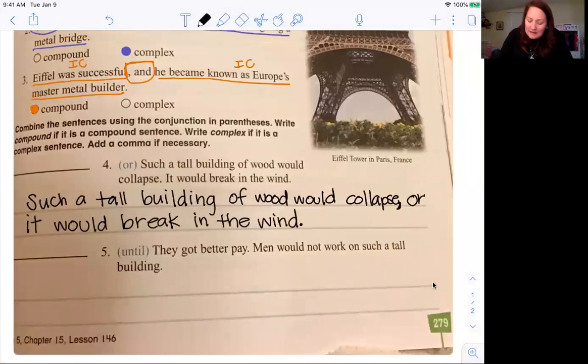So I'm going to highlight these because I'm a big fan of highlighting. But such a tall building of wood would collapse. Is that a complete thought? Is that an independent clause? Sure is. Let's look at the second part.